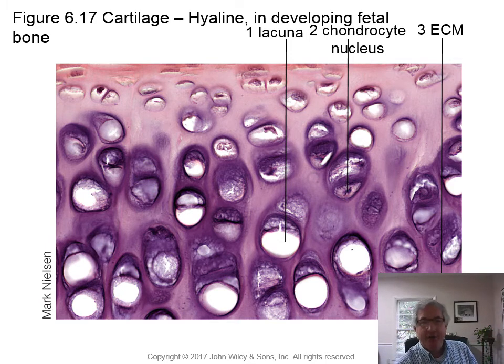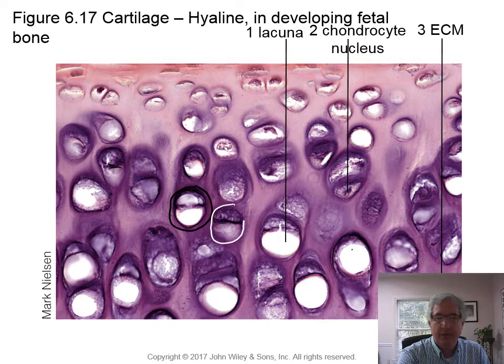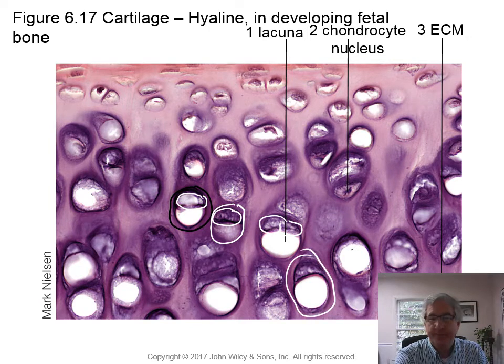So here's a picture of hyaline cartilage. This is in developing bone. It doesn't really matter too much where it came from. It's just a picture to show you. What you see are these cells. Here's a cell. That's a lacuna. Here's the cell. So you've got your lacuna with the cell inside it.